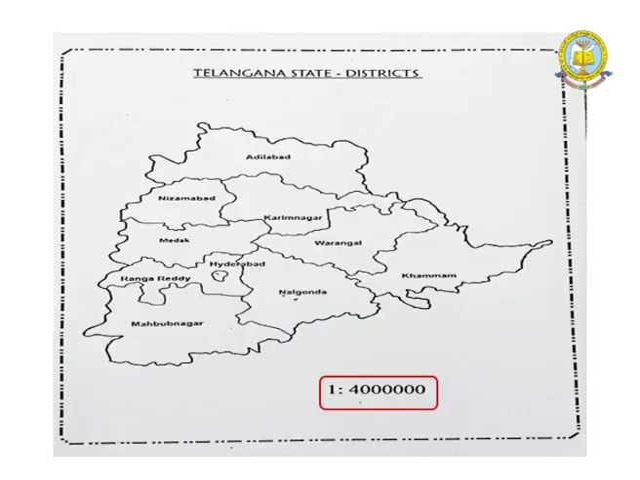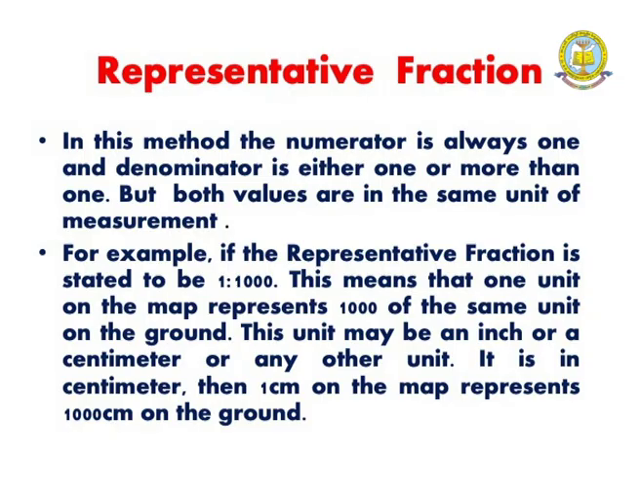If you see this map, it is shown that the representative fraction is 1 is to 4 lakhs. What does it mean? 1 unit you measure on a map is 4 lakh units you measure on the ground. This is the method of representation. In this you will find the numerator and the denominator. The numerator is always 1 and the denominator varies. In this method, the numerator is always 1 and the denominator is either 1 or more than 1, but both values are in the same unit of measurement.